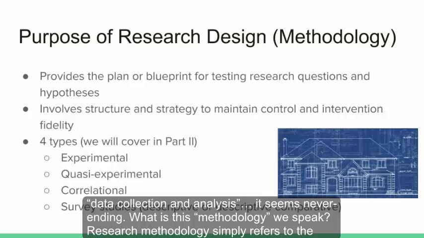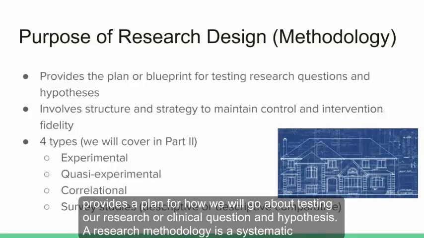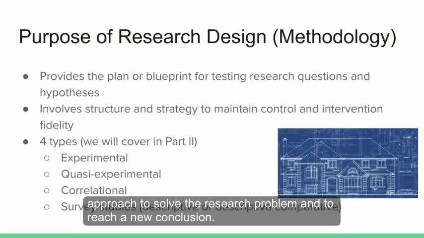Research methodology simply refers to the practical how of any given piece of research. It's the part of the research project that we can look at as analogous to the blueprints of a house. It provides a plan for how we will go about testing our research or clinical question and hypothesis. A research methodology is a systematic approach to solve the research problem and to reach a new conclusion.